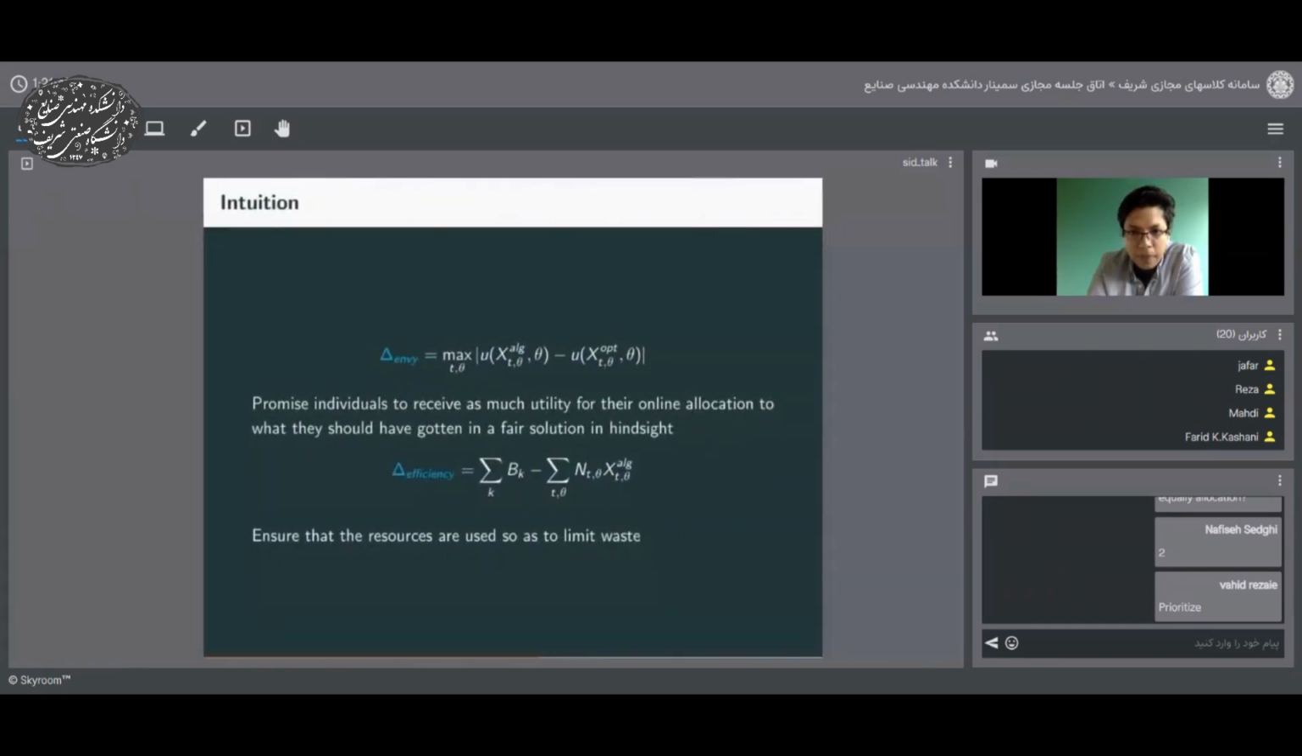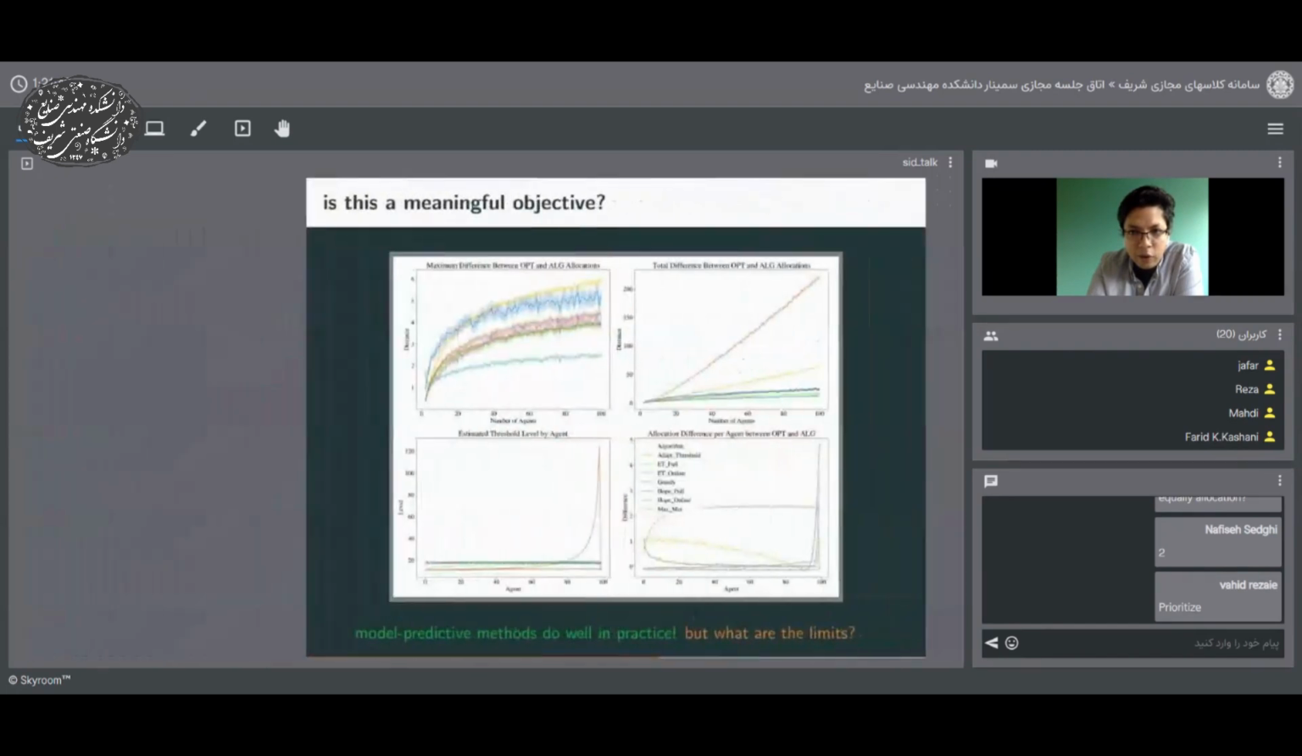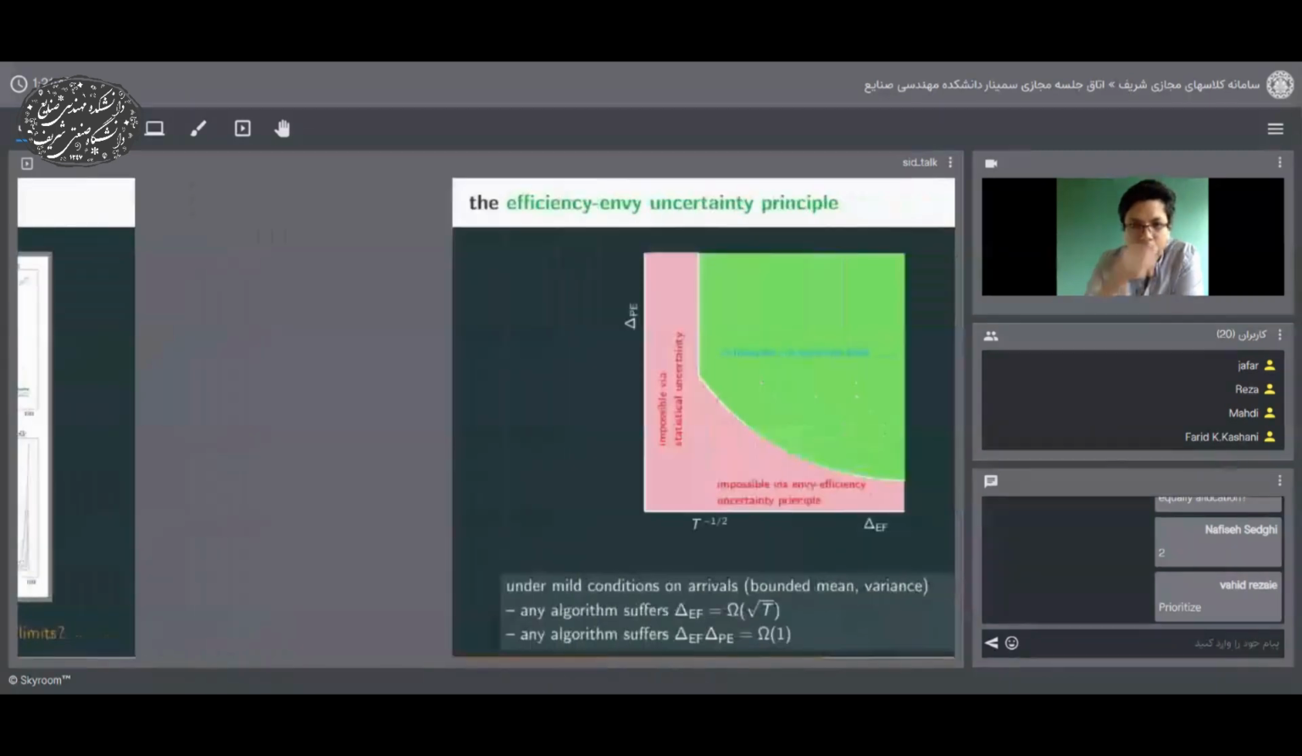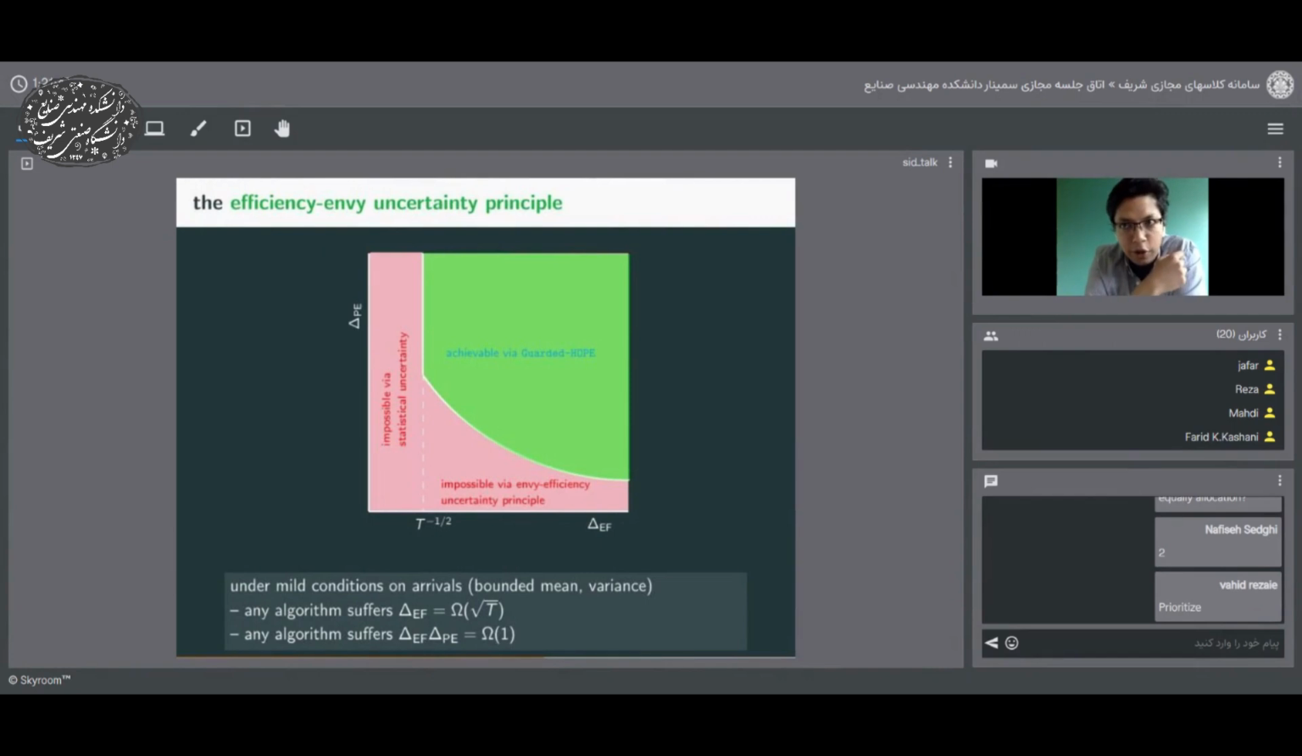And here's the main punchline of the work which we did. If you think about these two quantities, the gap from B over N and the amount of waste, then it turns out that they satisfy a certain form of an uncertainty principle. So what do I mean by that?